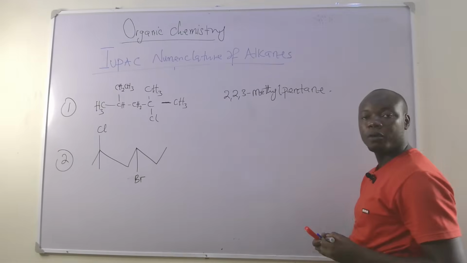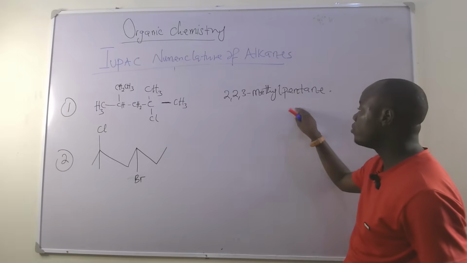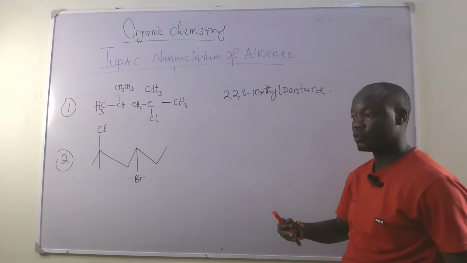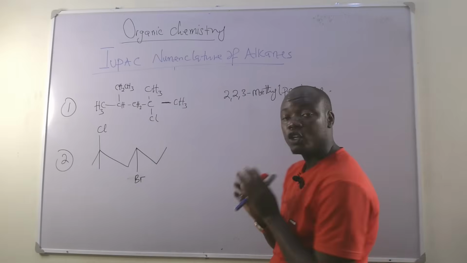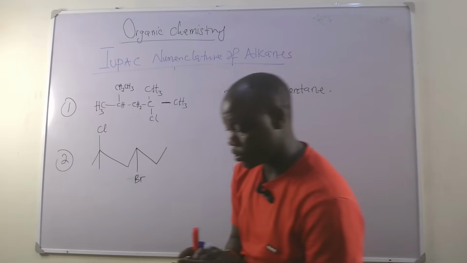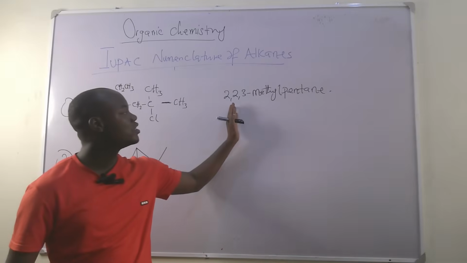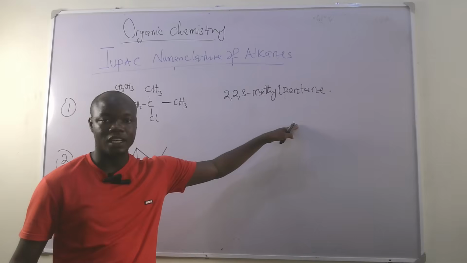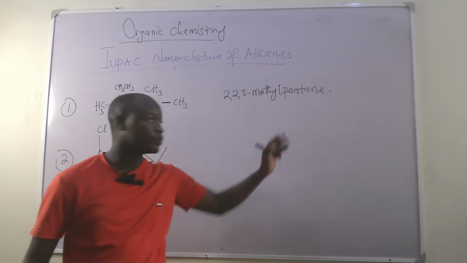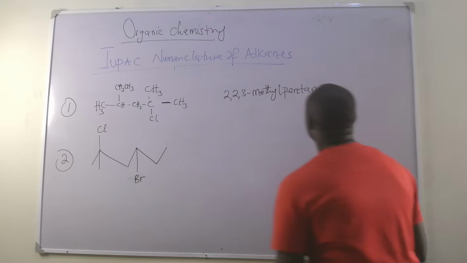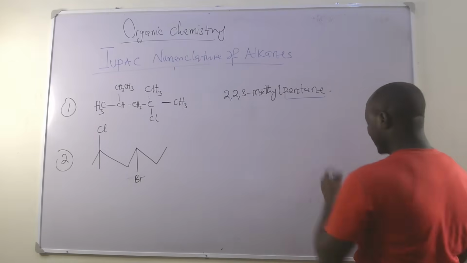So you may be given a compound like this. You will be given the name of the compound and you may be asked to write the structure of the compound. You can see clearly here, we are given 2,2,3 methyl pentane, and you are to write the name, you are to draw the structure. So the first thing to do is that the parent name is pentane.